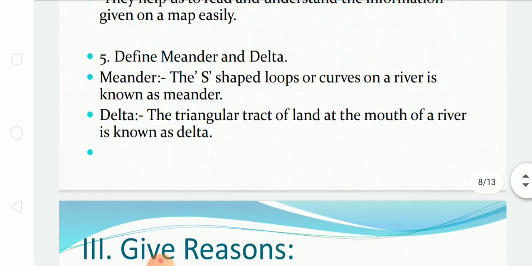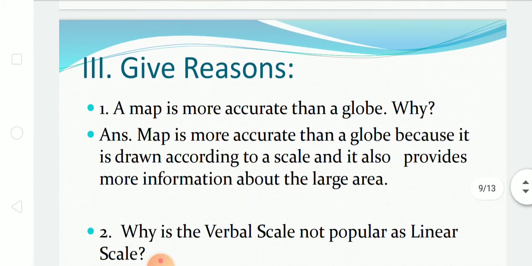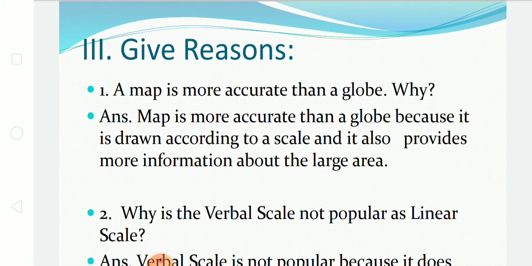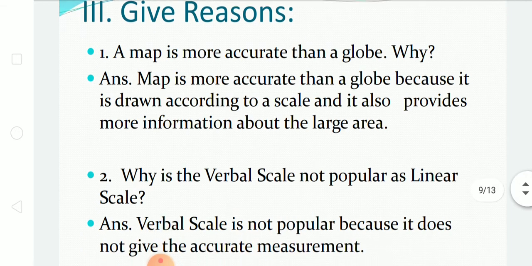Now we'll move on to the next one, that is give reasons. Two questions are there. It can be asked like, a map is more accurate than a globe, give reason, or why. A map is more accurate than a globe because it is drawn according to a scale, and it also provides more information about a large area.